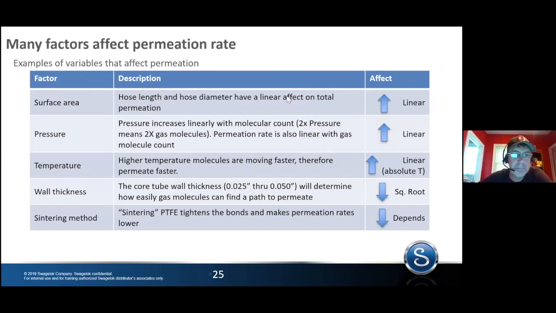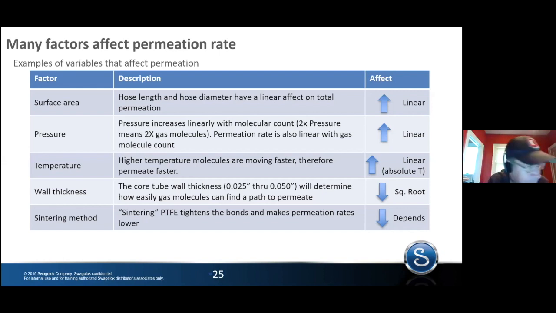We understand that the surface area of a hose is directly linear to the permeation rate, which makes perfect sense, right? If you have a hose that's twice as long as another, it will permeate twice as much. We also know that pressure is directly linear. So if a hose is at 1,000 psi, it will permeate half as much exactly as a hose that's at 2,000 psi.